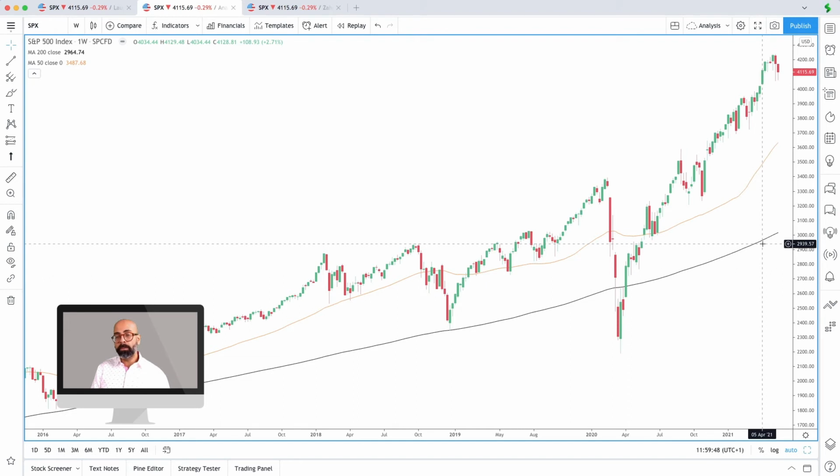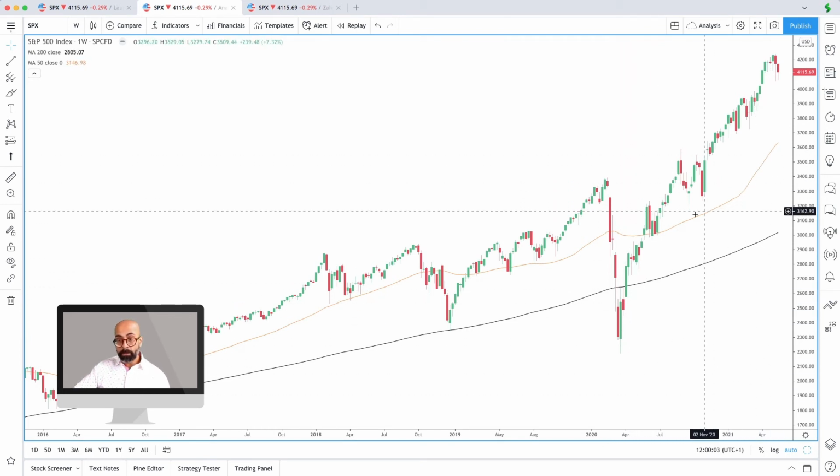The 200 simple moving average was one of the first indicators that went on the chart because it was a proven indicator of the long-term trend. If price was above the 200 simple moving average, they would go long. If price was below the 200 simple moving average, they would go short.